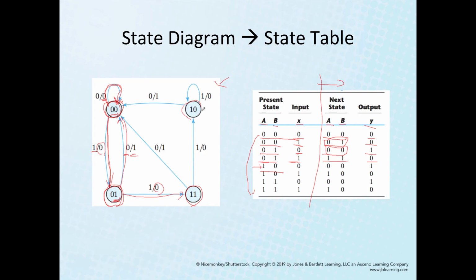For state 1 0 with input 0, we go to state 0 0, output 1. For 1 0 with input 1, it remains at 1 0, output 0. When state 1 1 and input 0, then we go to state 0 0 with output 1. Then finally, state 1 1 with input 1, we go to state 1 0, output 0. So that's how to construct a state table out of the state diagram.